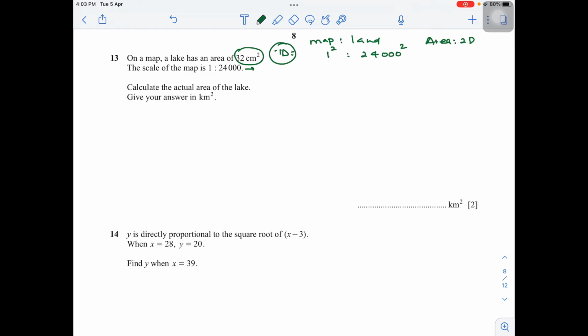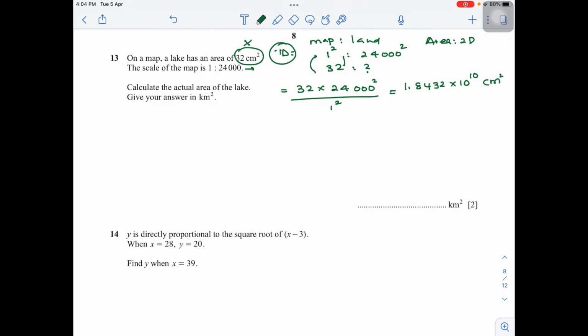Square it. So 1 squared is 24,000 squared. 32 is the question mark. Do not square 32, because it is already 32 square centimeters. It's already squared. It is already area. So that's ratio and proportion. So that's 32 times 24,000 squared over 1 squared. Divide by 1, it is 1.8432 times 10 to the power 10.